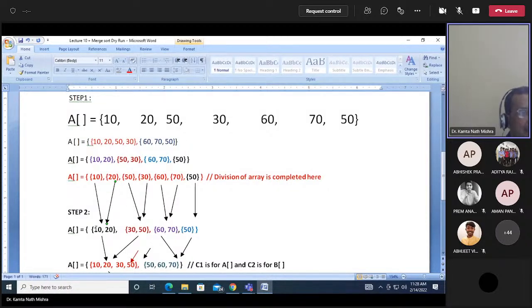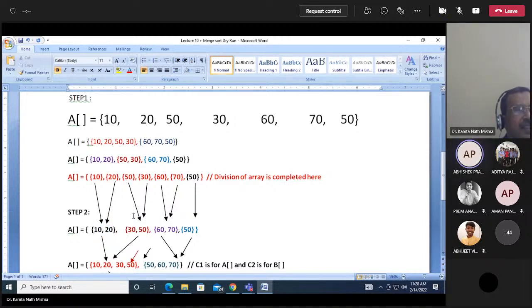So you are merging here 10 and 20. So after how many comparisons they are merged? The 1, sir. And then you are merging 50 and 30. First is 50, second is 30. So after how many comparisons? 30 will come first, 50 will come next. Sir, 1 comparison. And then you are merging 60 and 70. So after how many comparisons? 60 and 70 will be merged together. The 1. And 50 you bring down as it is.